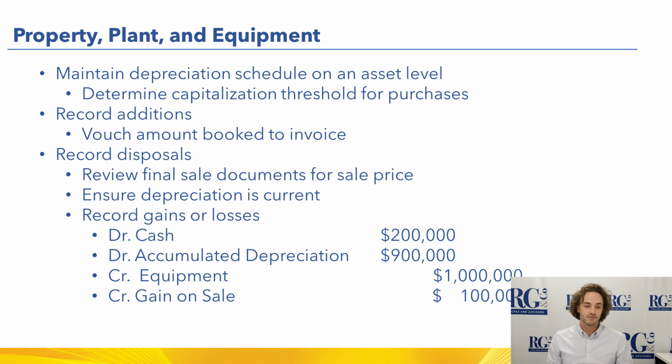So I wanted to go through a quick journal entry. Here we have an asset that had a net book value of $100,000. And you can see that with the equipment balance I'm crediting of $1 million and the accumulated depreciation I'm debiting of $900,000. However, they received $200,000 in the sale, so I'm going to debit cash for that $200,000, and that leaves me with a credit, so a gain on sale of $100,000. Sounds easy in theory, but not always as easy in practice.